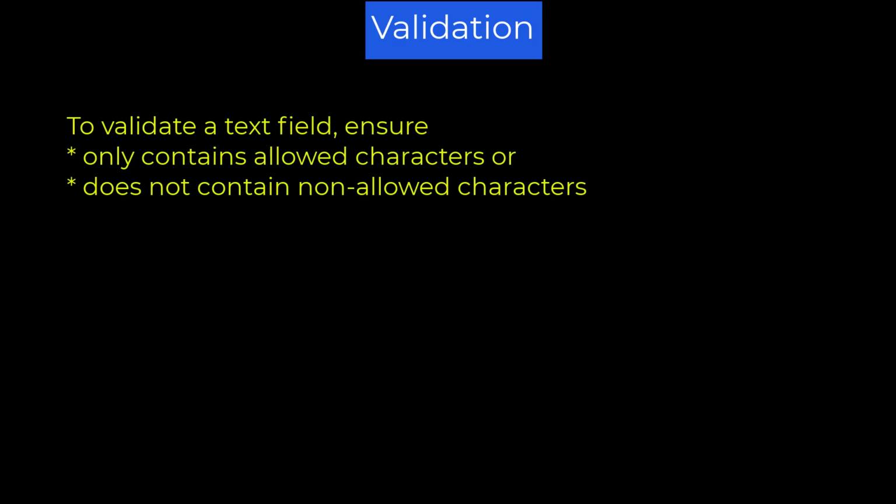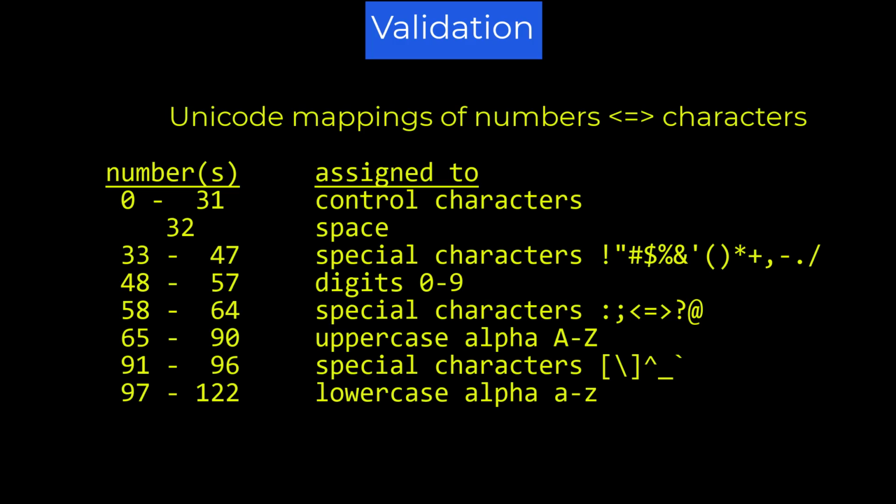To validate a text field, you can either make sure it only contains allowed characters, or you can ensure it does not contain any non-allowed characters. From a practical standpoint, you usually work with broad ranges of characters. For example, characters numbered 0 through 31 in decimal are control characters. 32 is a space. 33 through 47 are a mix of special characters. 48 through 57 represent the digits 0 through 9.